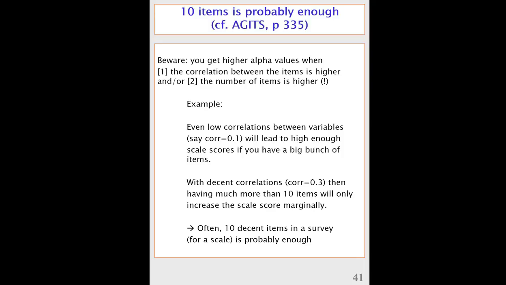There are a couple of examples in the book where they do the calculations for you and show you exactly some examples where you see this happening. But you shouldn't be too happy that you have a really decent alpha score if you have an item battery that is loosely connected but consisting of 35 items, because that in all likelihood will work whatever you measure. So typically in a survey, if you have 10 halfway decent items, then you should be good to go.